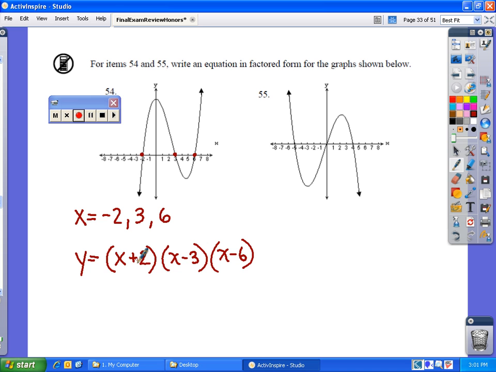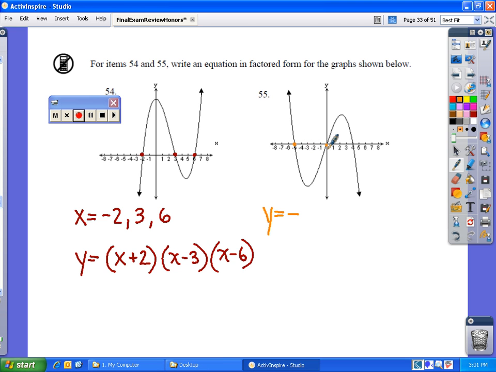Let's go to number 55 and do the same thing. The only difference is that in number 55, our typical cubic positive graph has been reflected across the x-axis. And notice that it is decreasing, then increasing, then decreasing. In order to reflect that in the equation, we'll need to put a negative sign in front of our first factor.